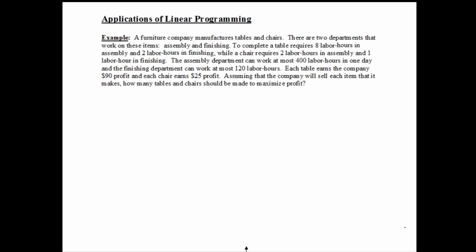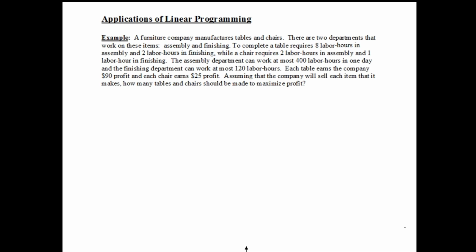Let's suppose we have a furniture company that manufactures tables and chairs. The tables and chairs need to be worked on in two departments, assembly and finishing. The information about the labor hours required in each of these departments is given. We also know that each table earns the company $90 profit and each chair earns $25 profit. Assuming that the company will sell each item that it makes, how many tables and chairs should be made to maximize profit?